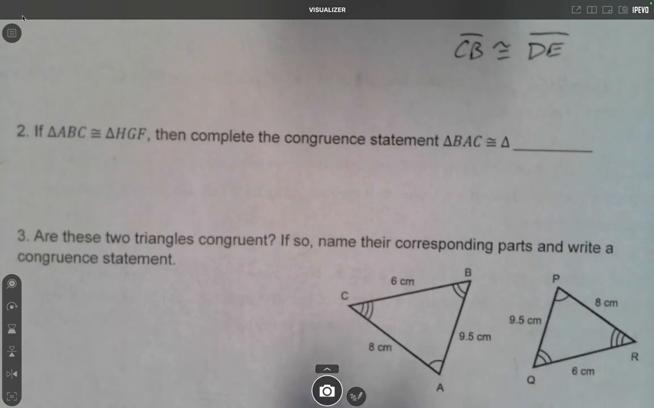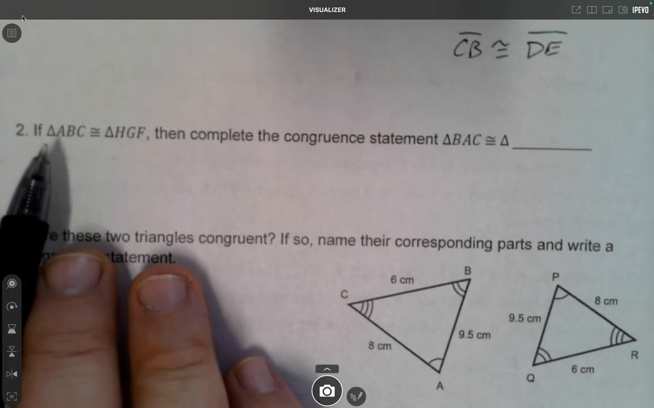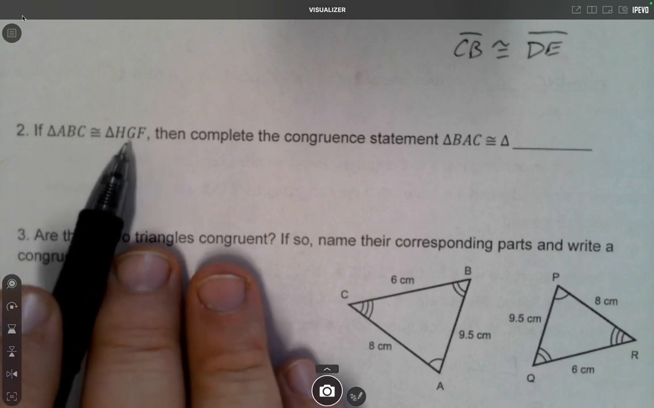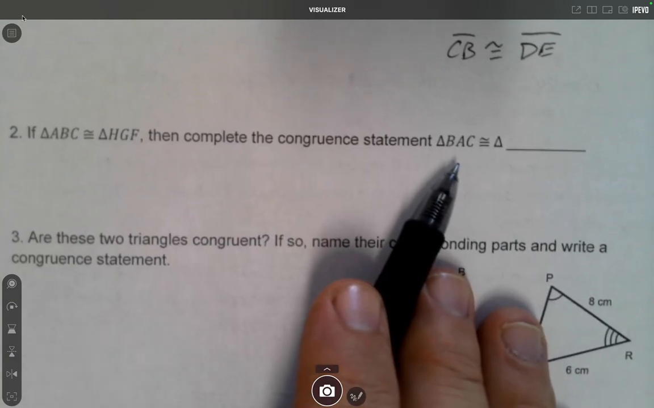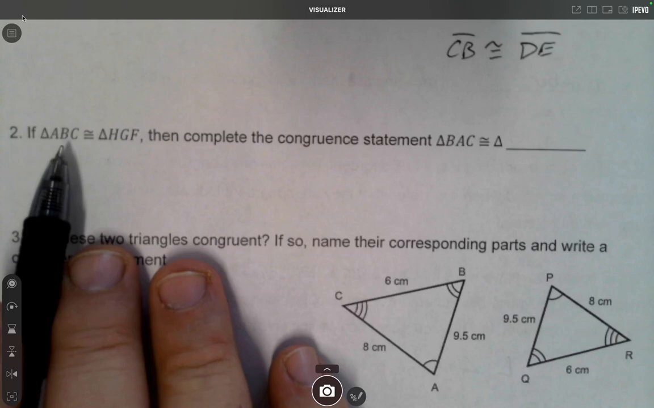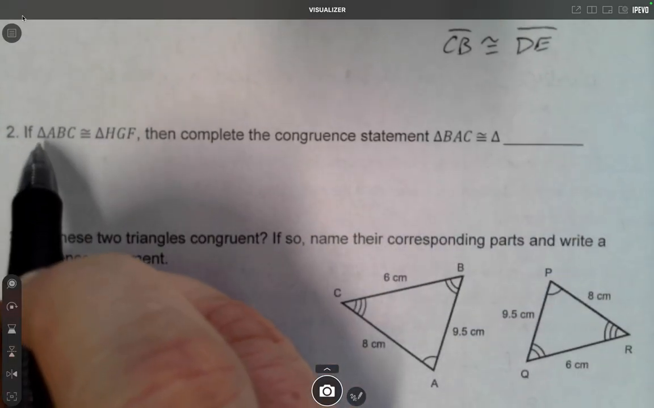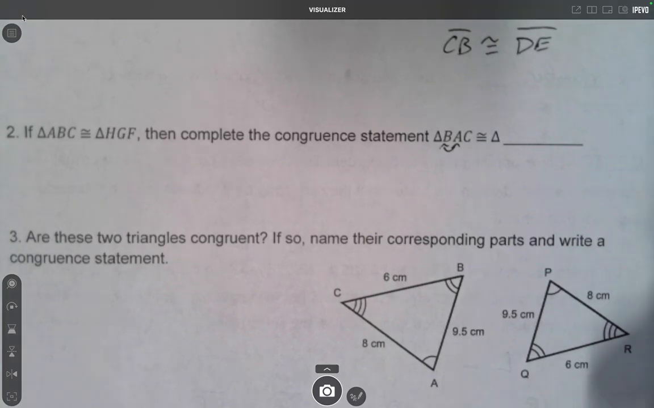Okay, so speaking of the different orders we can put letters, I want to emphasize that with this. So if I had first told you triangle ABC was congruent to triangle HGF, then we could say triangle BAC. Notice how they put it in a different order. Same letters, same triangle. They just put these in a different order. Okay, so let's look. This said A, B, C. This one flipped it. They flipped the A and the B.